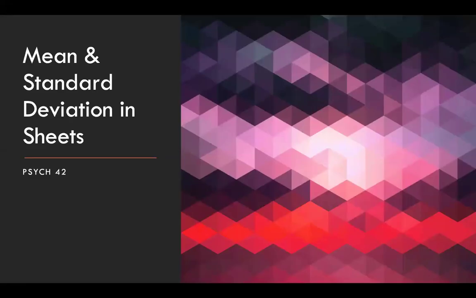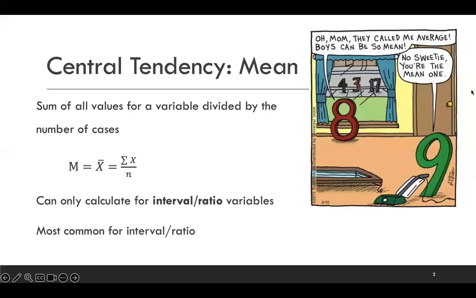All right, this is a short video on using Sheets to calculate mean and standard deviations, and I'm using the data from the 2-6 class activity. So the central tendency that we're going to talk about is mean in this case. And by central tendency, we're just talking about where the center of the data is, where the majority of the scores tend to group together, or the norm of the data set.